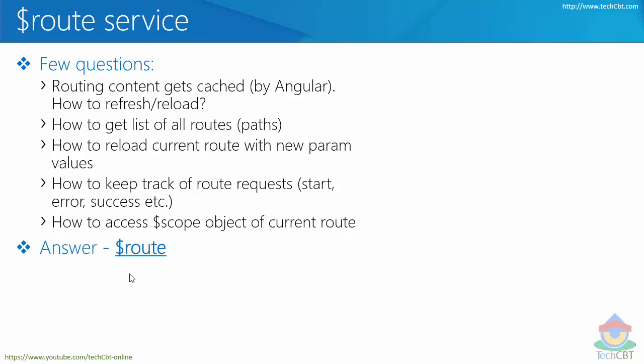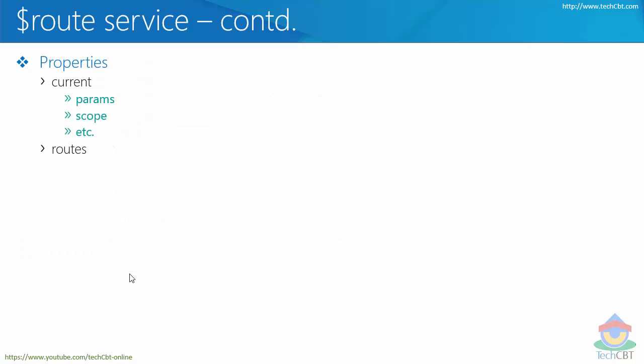The answer for all of the above is $route service. Which means using $route service, you can reload or refresh routing content even with new or updated routing parameters. It exposes various properties, methods and events which your application can really take advantage of. These are a couple of properties available in $route service, that is current and routes.